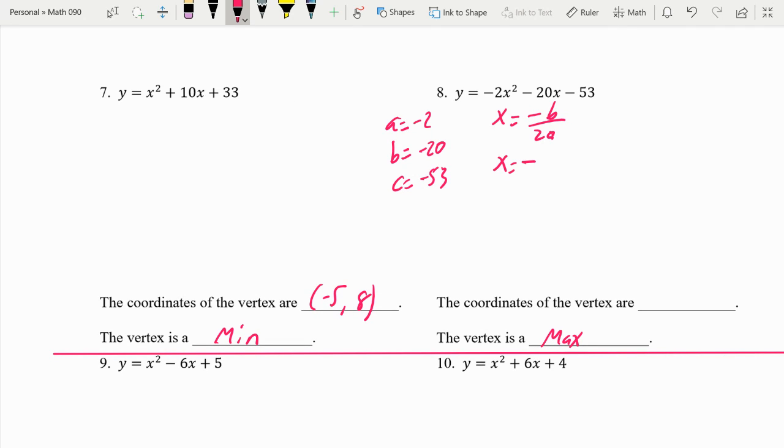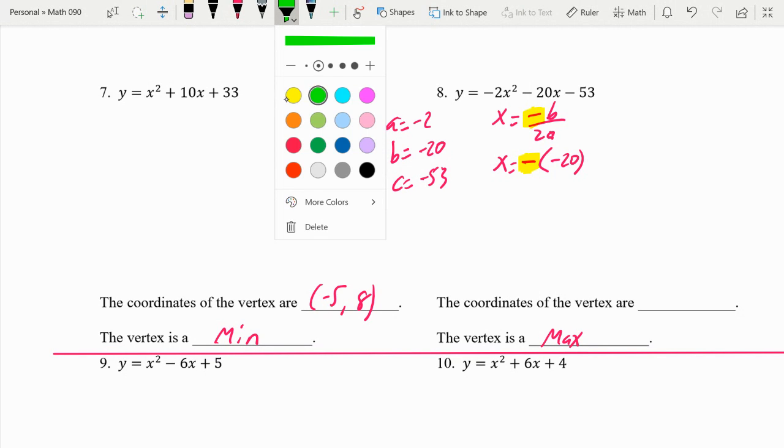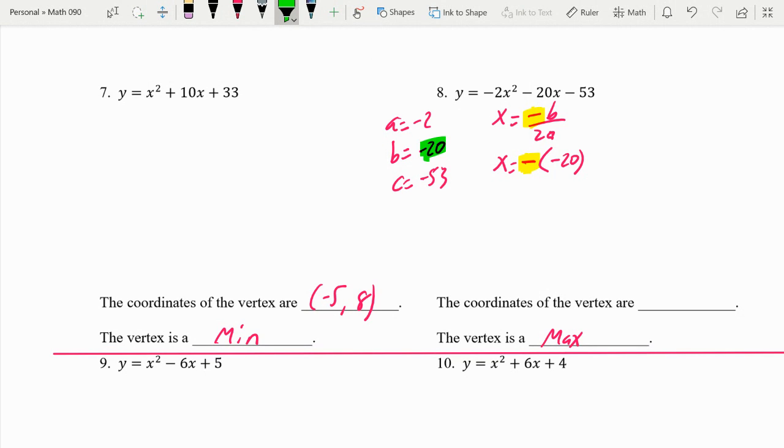Here's that negative. Those are the two negatives. When you're substituting, use parentheses, don't screw that up. Let me see if I can change colors here. B is negative 20. There's my negative 20.